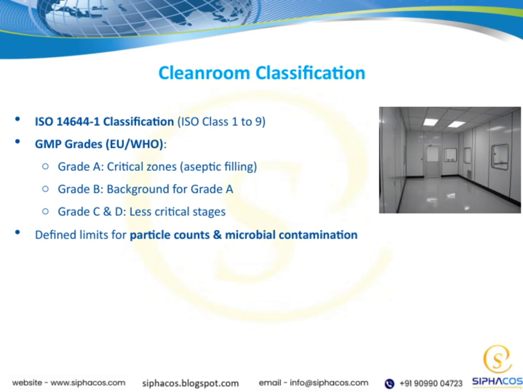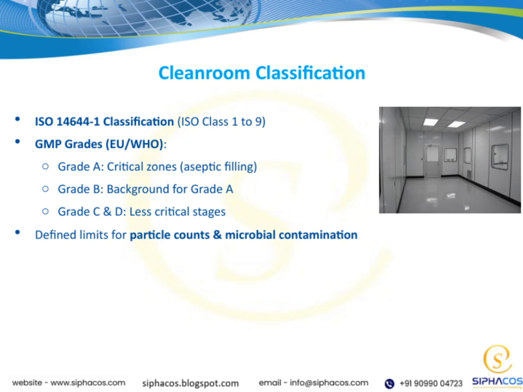Next, we have the GMP grades, which are used primarily in pharmaceutical and biotech industries, especially within the EU and WHO guidelines. Grade A is the most critical zone, typically where aseptic filling takes place, so the environment must be extremely controlled to prevent contamination. Grade B serves as the background environment for Grade A, providing a cleaner surrounding area. Grades C and D are less critical, used in stages that don't require as stringent control, but still need to maintain cleanliness standards.